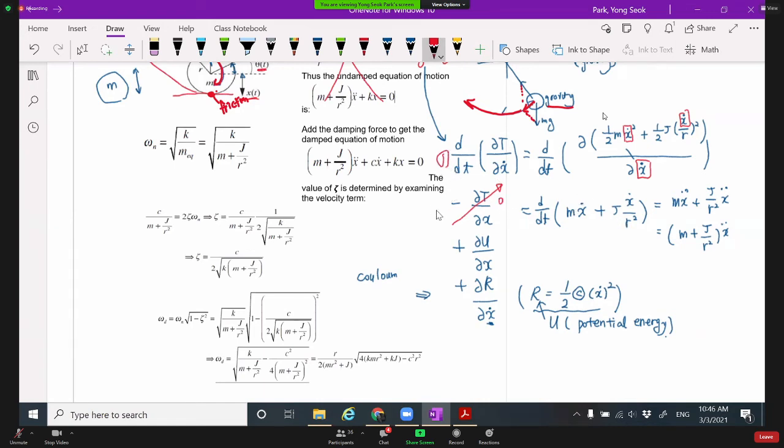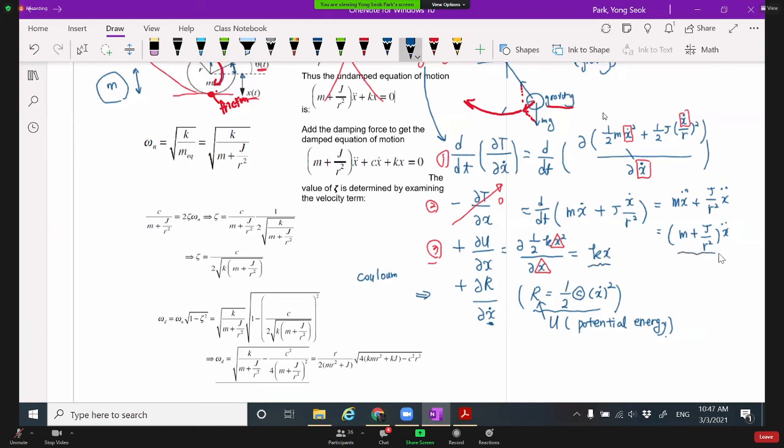Now, the first term is done, and the second term is going to 0. Let's move on to the third term. The third term is what? The U. How many U do we have? We have 1, which is 1/2 k x squared. Take the partial derivative with respect to x. Let's make the triangle for the x displacement. So can you do the partial derivative with respect to x? Then what is it? kx.